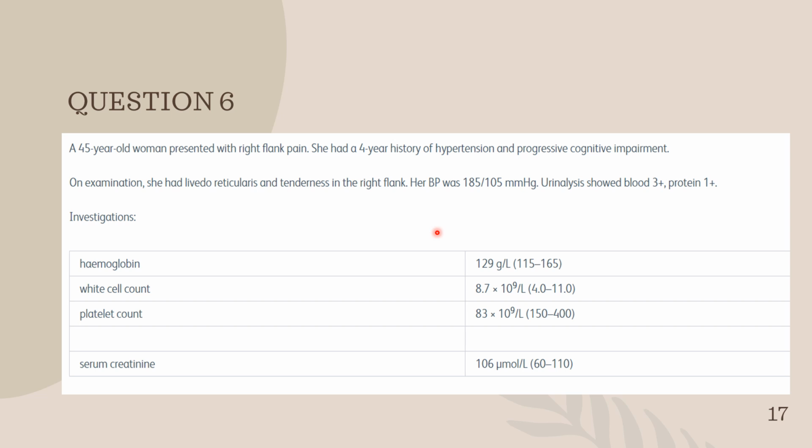So she's a 45-year-old woman coming with right flank pain, with a history of hypertension and cognitive impairment. She had livedo reticularis and tenderness in the right flank. BP is high, urine analysis shows both blood and protein, and there is low platelet. When you hear livedo reticularis and tenderness in the right flank, think of some venous thrombotic phenomenon. So there is a thrombotic phenomenon here, low platelet, high BP, and kidney involvement. Is there anything striking? We'll look at the options now.